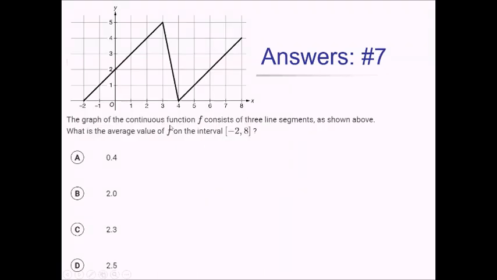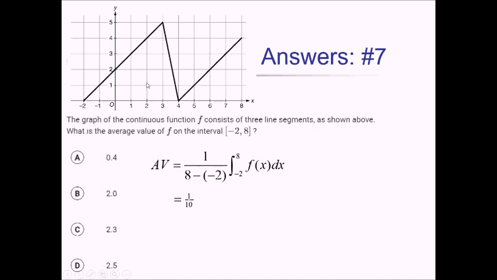For this one, we have the graph of a continuous function f, and we want to know the average value of f on the interval from -2 to 8. So for this, I'm going to do 1 over the interval length, so that's going to be 1 over 8 minus -2, times the integral from -2 to 8 of whatever I'm trying to average, in this case, f of x dx. All right, so this is going to be 1 over 10. And now to find this integral, you actually just have to take the area under this curve from -2 to 8.